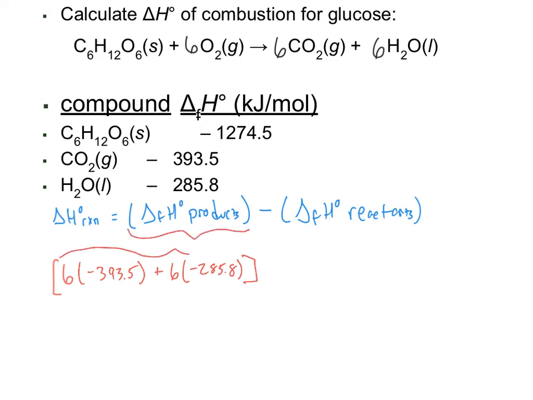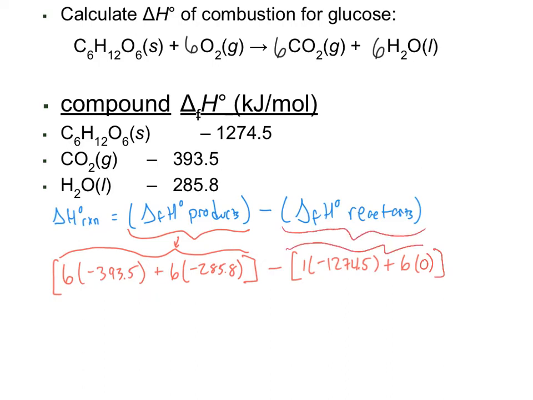And so that gives us our delta H of formation for our products. And we're going to subtract the delta enthalpy of formation of our reactants. We see that we have 1 glucose molecule, and we have 6 oxygens, but recall that the delta H of formation of any element in its natural state is 0.